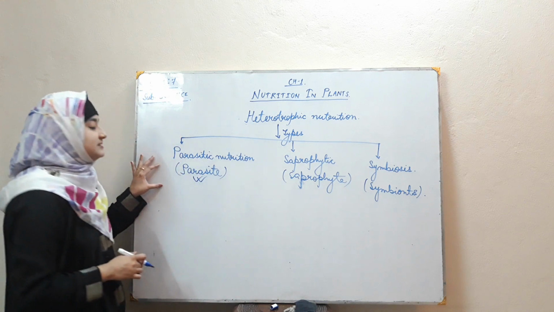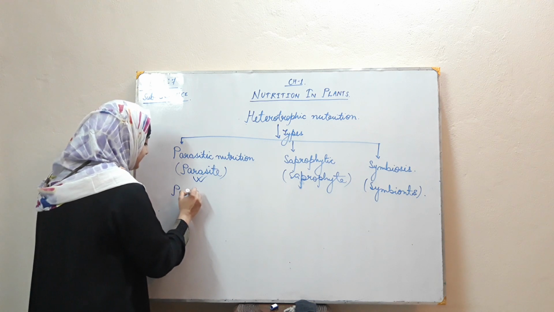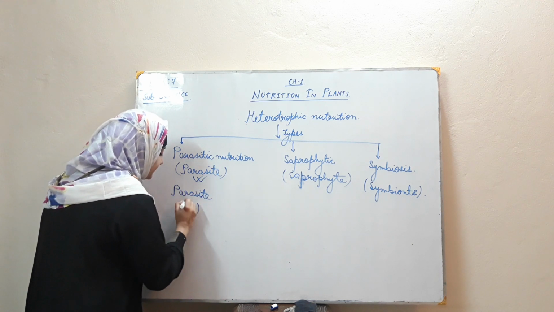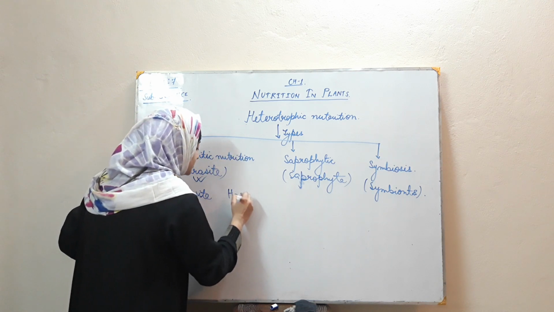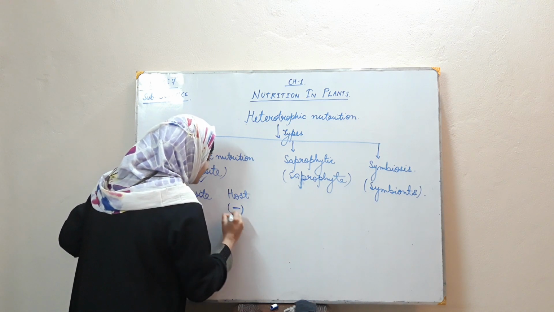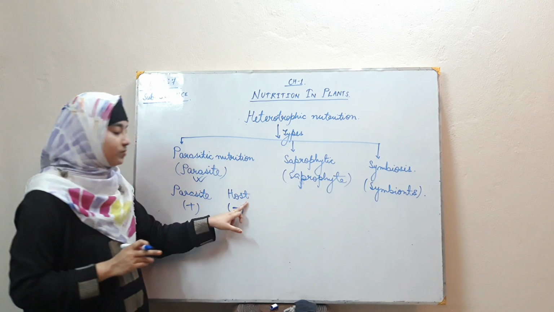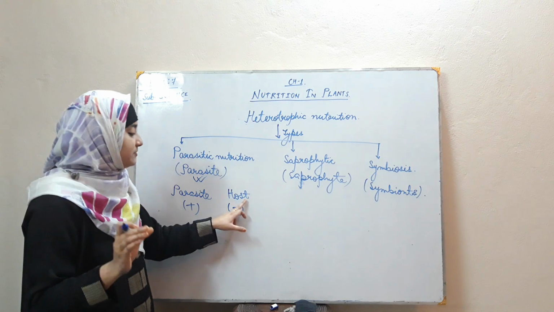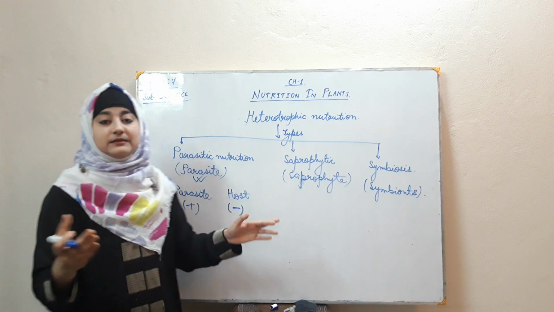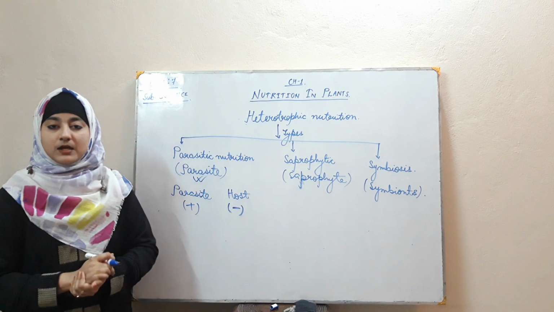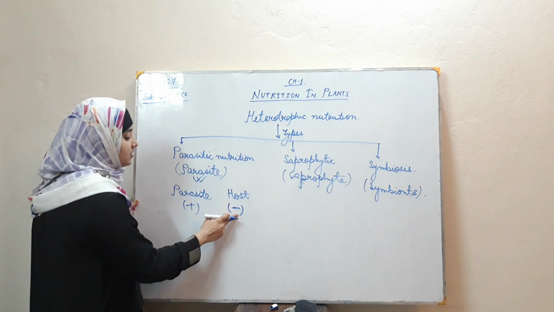Basically, in this type of interaction, one species, which is called the parasite, is always benefited, and the other interacting species, here called the host, is always harmed. Okay, one is benefited and another is always harmed. So what is the host? This is the organism on which the parasite depends for deriving nutrition and also for shelter.